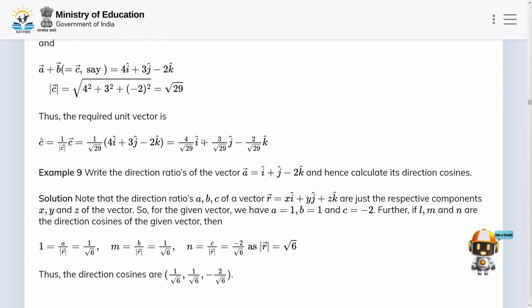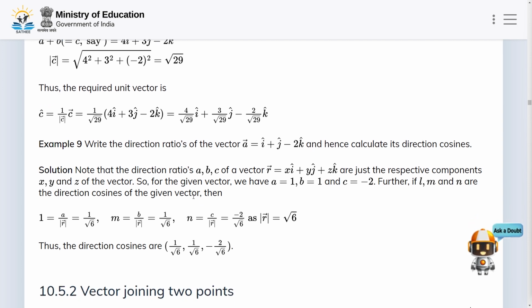Okay. So there is only one example remaining, so let me quickly go through it. Write the direction ratios of this vector and hence calculate its direction cosines also. So direction ratios are what? Direction ratios a, b, c of a vector r, if the vector is given in component form as x i hat plus y j hat plus z k hat, are just the respective components.